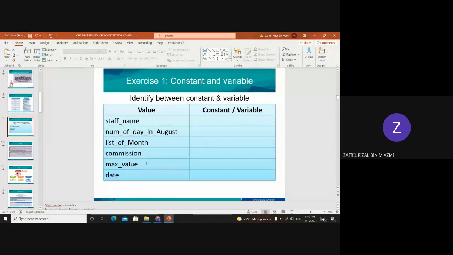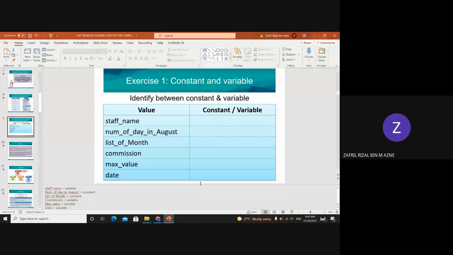Okay, so as you can see over here, from the answer, staff name is a variable. Because it is general, staff name can be any name. If you have 40 staff, it can hold 40 different names. Number of days in August is considered a constant.